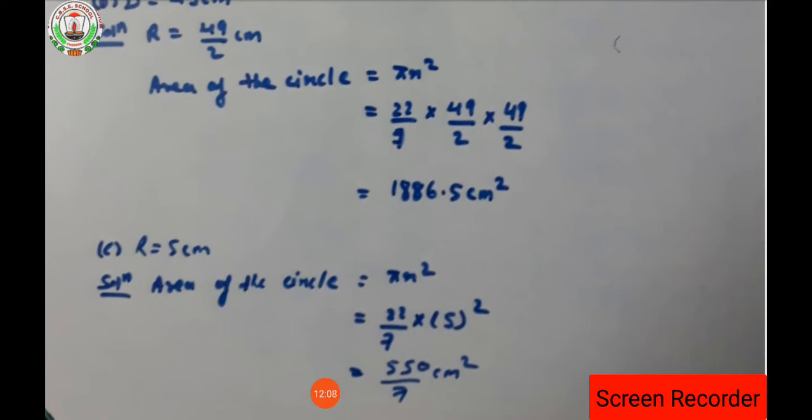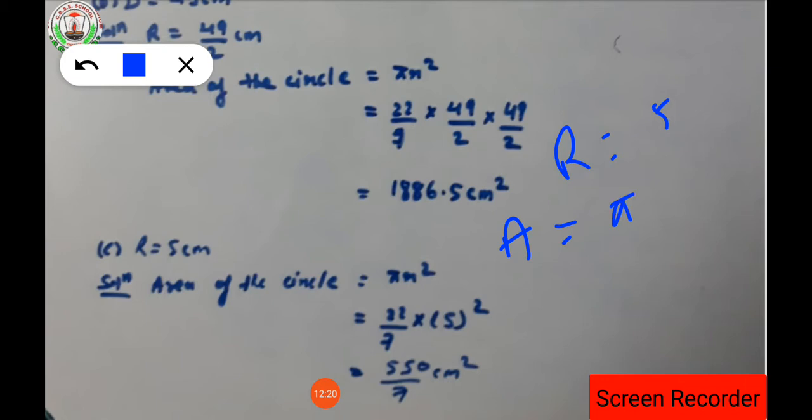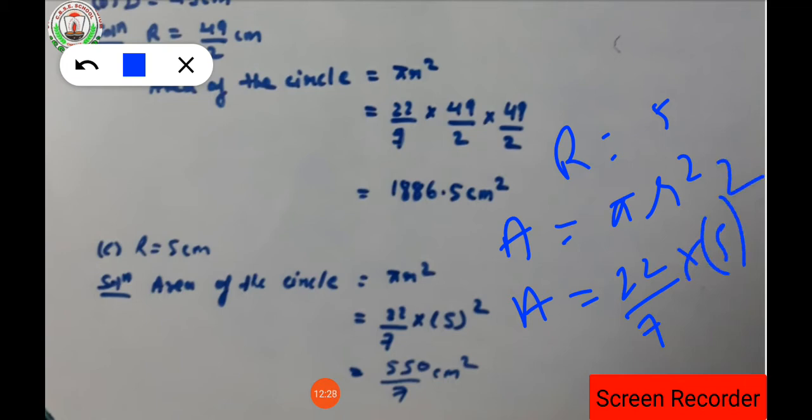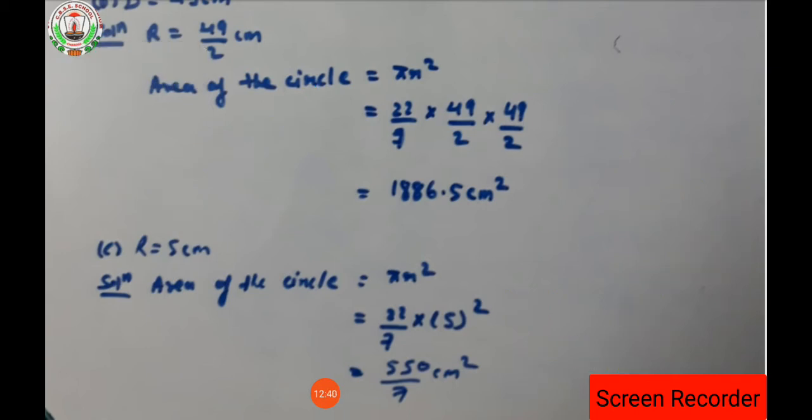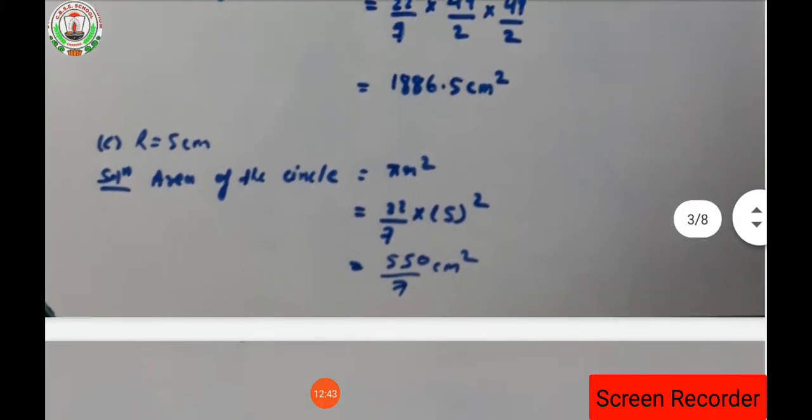Now in the C part of the question, you have to do the same. Radius is given, area of the circle is pi r square, isn't it? The r value is given as 5, so area of a circle is equal to pi r square. So A is equal to 22/7 into 5 the whole square, isn't it? So 22/7 into 5 into 5. So the required answer will be 550/7 centimeter square. So this is the required answer for the C part of the question.